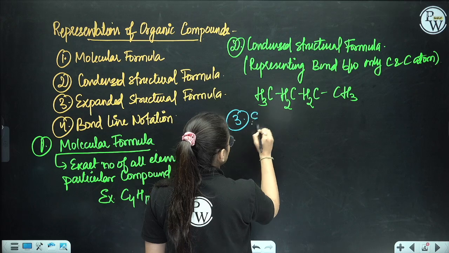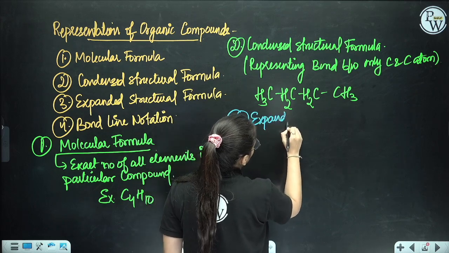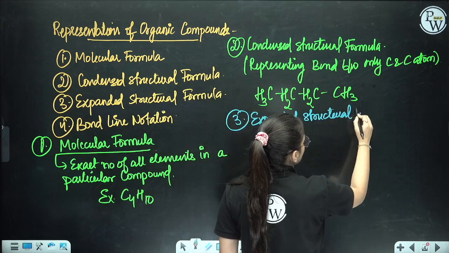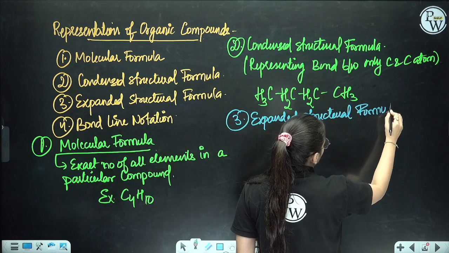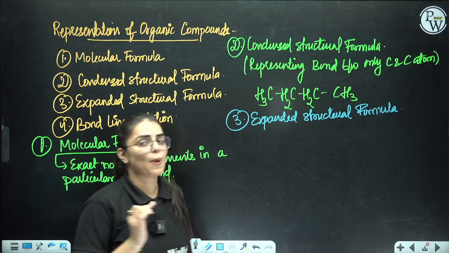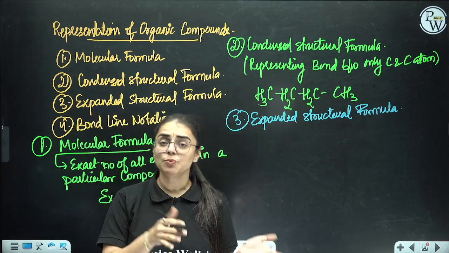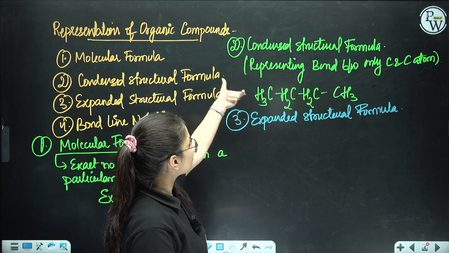The third part is the expanded structural formula. When I'm talking about the expanded structural formula, here I have to represent all the bonds: between the carbon-carbon, between the carbon-hydrogen. So just consider the condensed one.